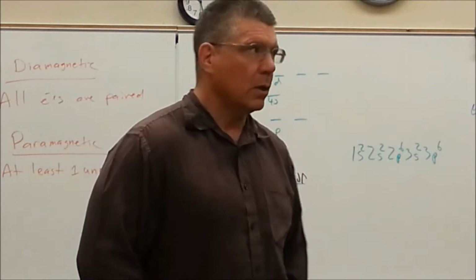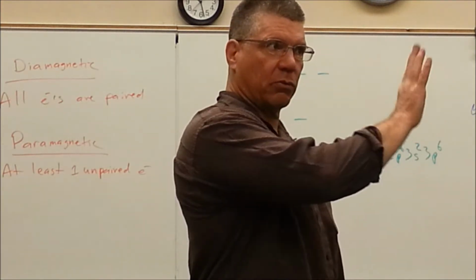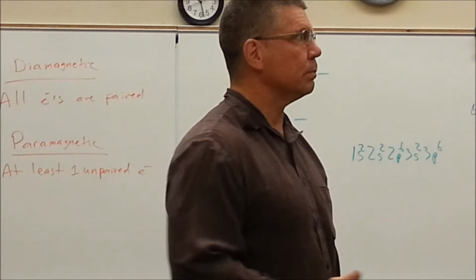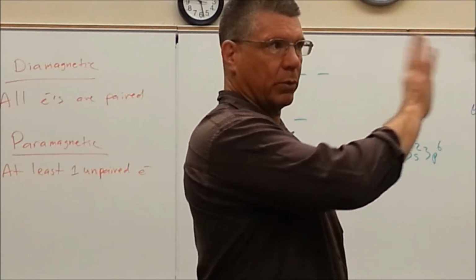We call those first two columns the s block because the last electron to go into any of the neutral atoms in that block goes into an s subshell. We skip the transition elements. We call that the d block, right? But we'll come back to that.